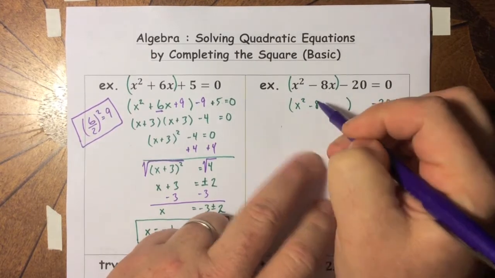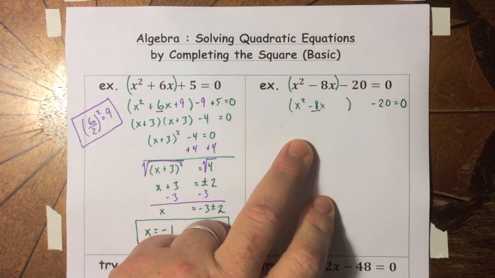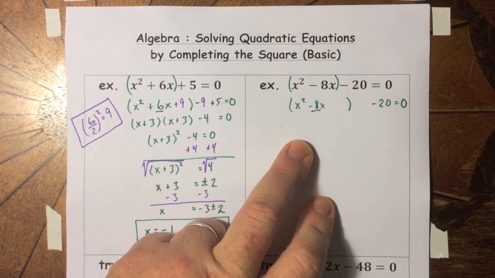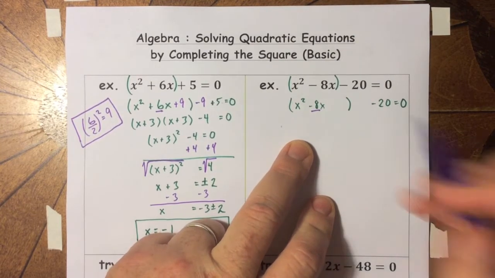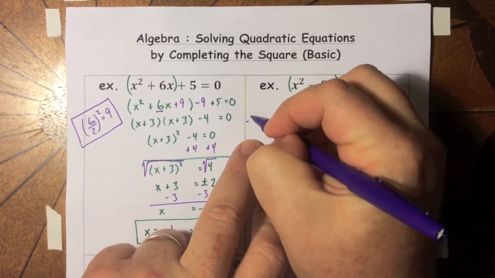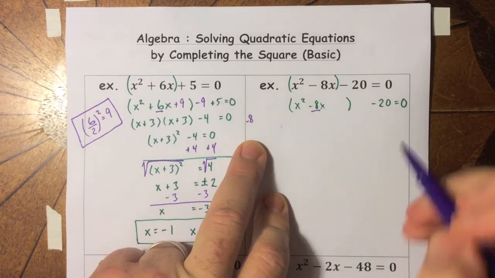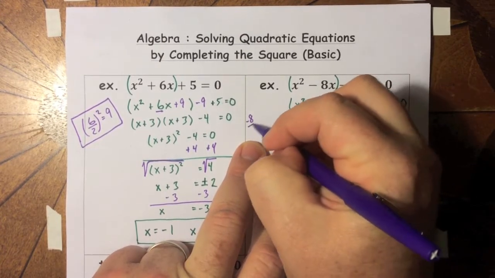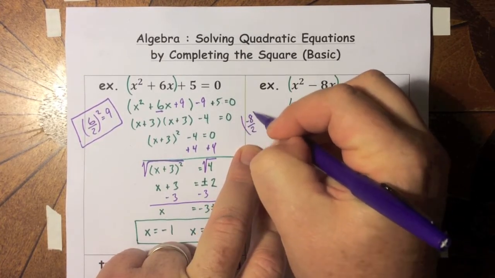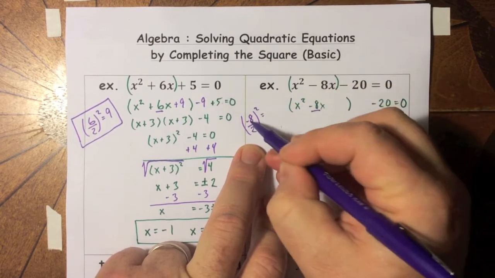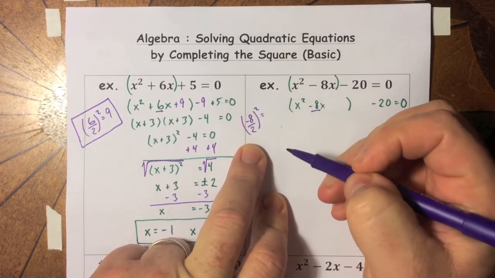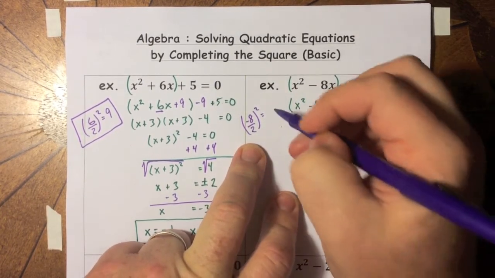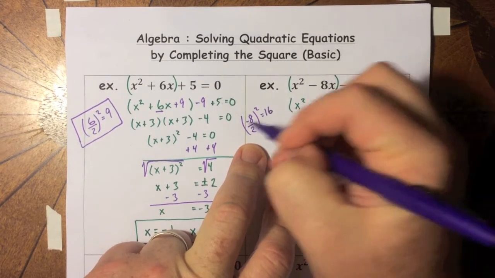Now, once again, I'm going to go ahead and do my magic here, and this is really the magic of completing the square. I'm going to take the negative 8, I'm going to bring it off to the side here. I'm going to do the same thing that I did last time. I'm going to divide it by 2, and I'm going to square it. Negative 8 divided by 2 is negative 4. Negative 4 squared gives me a positive 16.